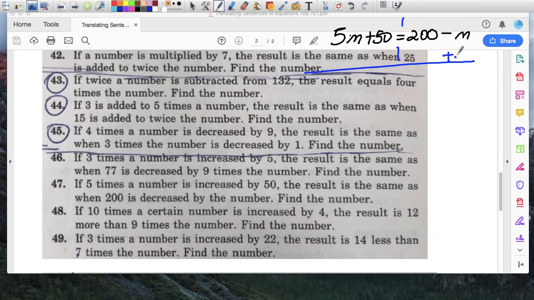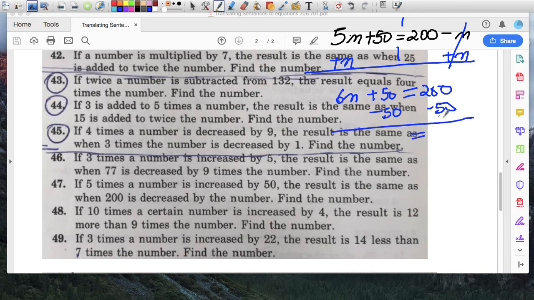So minus n, opposite is plus n, so I'm going to do plus n on this side. These two will disappear. 200. 5n plus n is 6n, bring down the plus 50. I'm going to do minus 50 here and minus 50 here. And 200 minus 50 is 150. 50 minus 50 is 0. 6n comes down. Divide both sides by 6. N equals 30. 150 divided by 6 is 30.